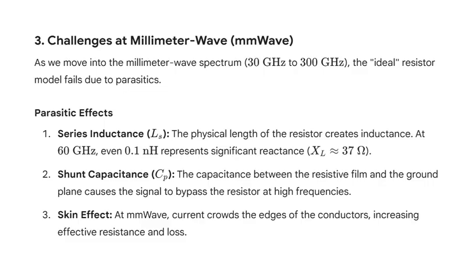2. Shunt capacitance, Cp. The capacitance between the resistive film and the ground plane causes the signal to bypass the resistor at high frequencies. 3. Skin effect. At millimeter wave, current crowds the edges of the conductors, increasing effective resistance and loss.